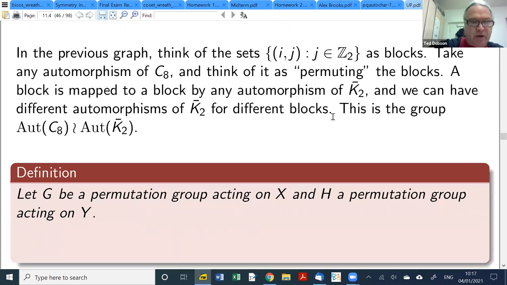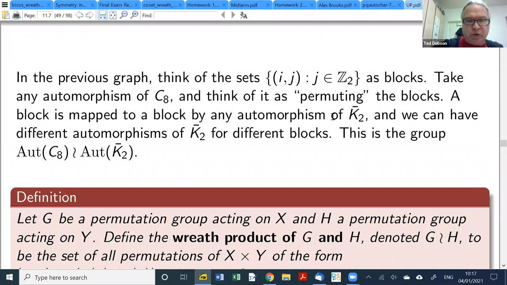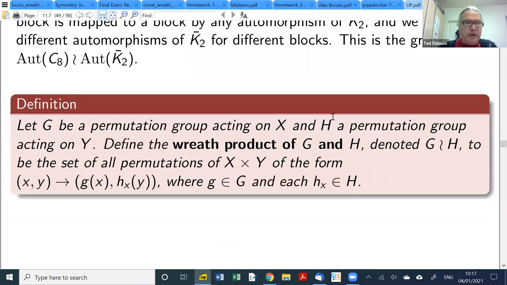So let me give you the formal definition. This is, for group theorists, a very strange definition. But if you go back in the day, the first time I saw this definition was actually in a paper by Sabidussi from the mid 50s. So this used to be a common definition of the wreath product, not so popular anymore. But it's the easiest one to understand. So I'm going to take a permutation group G acting on a set X, and H permuting Y. We'll define the wreath product of G and H.